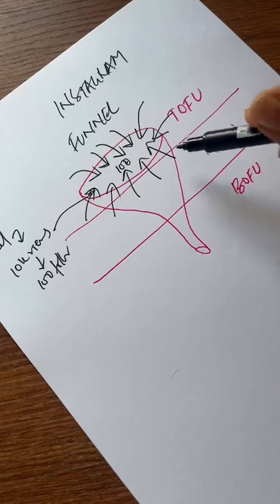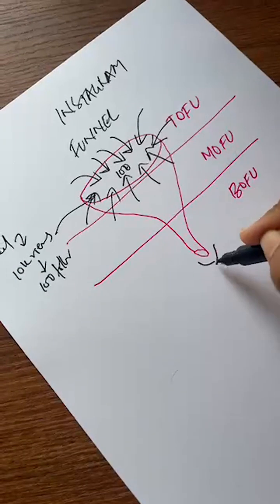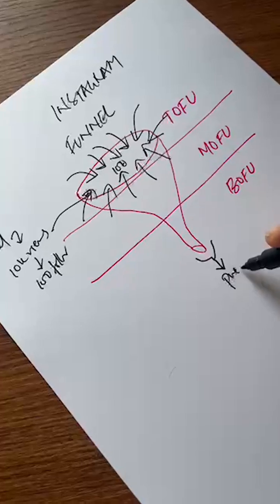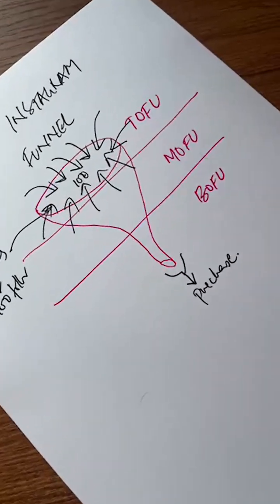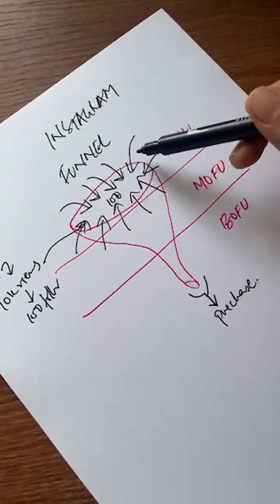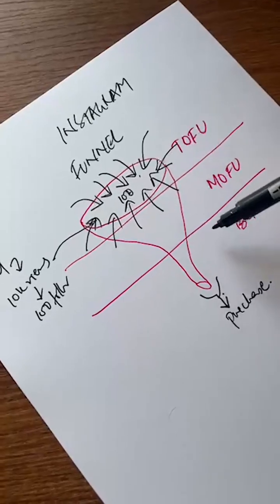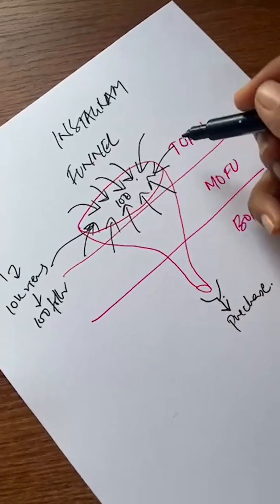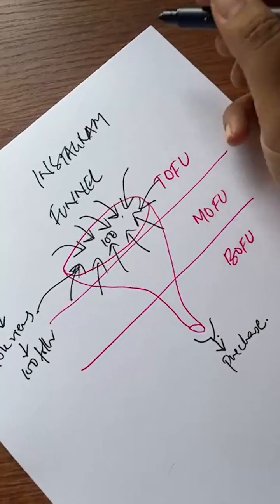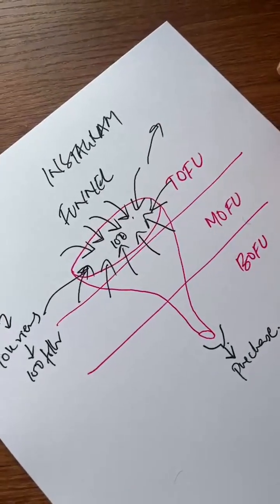You have to bring them to the bottom of the funnel so that they purchase from you. This is where purchase happens. So through your content, through your Instagram content itself, you can bring people from here to here. All right. So how do we do this? So here, for top of the funnel, you will post your niche related or your business related content.